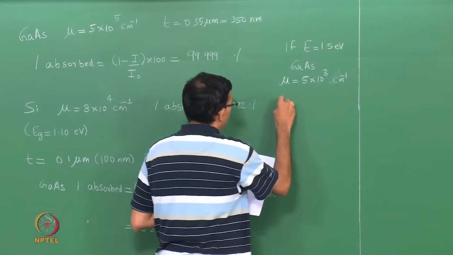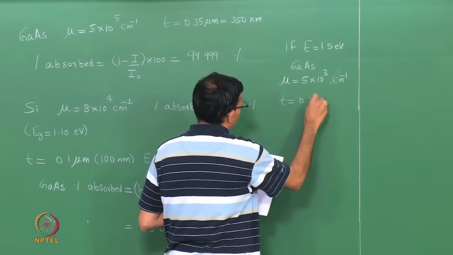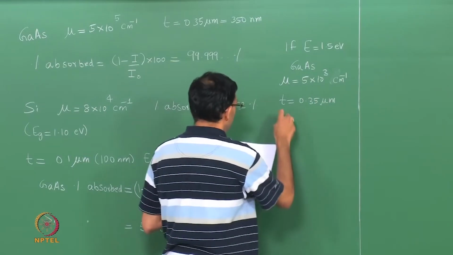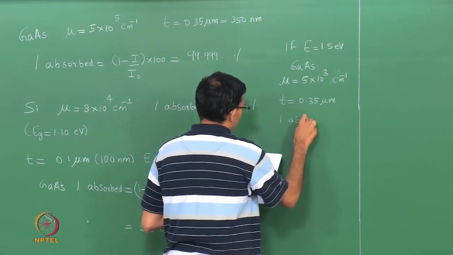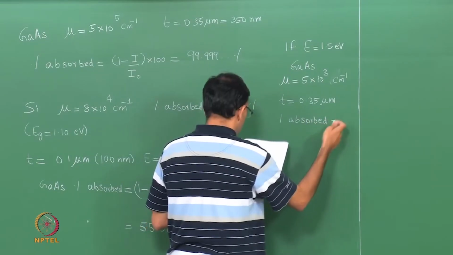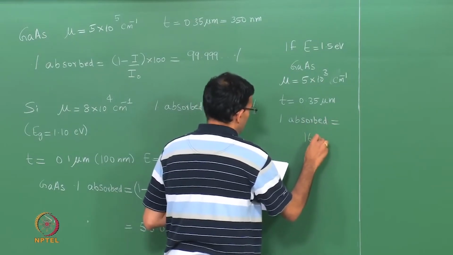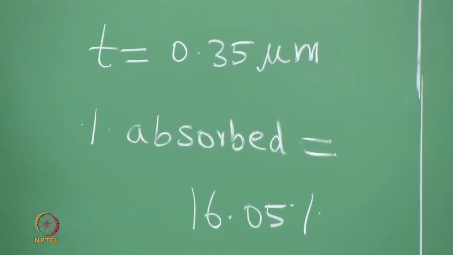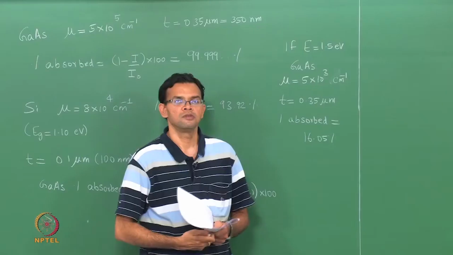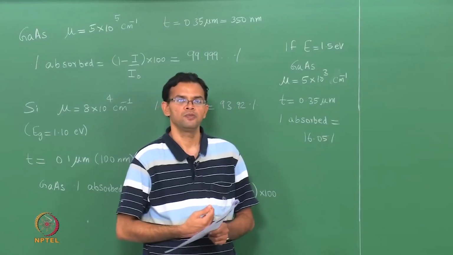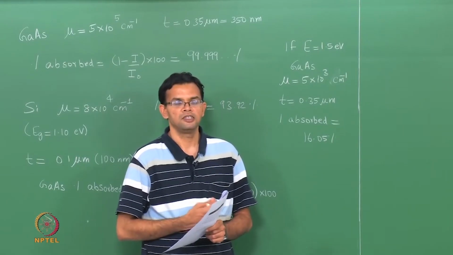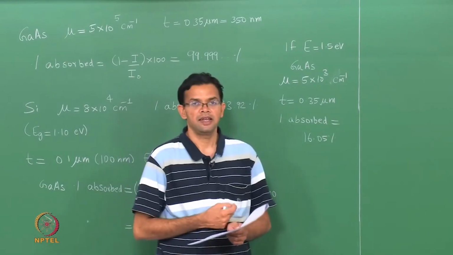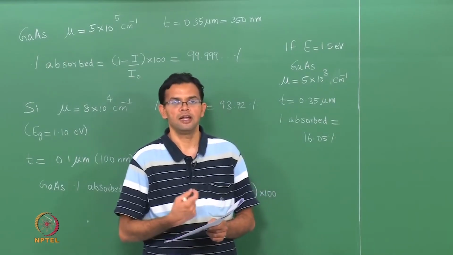Now, if you have a thickness of 0.35 micrometers, so the same 350 nanometers, the percentage absorbed using the same formula is only 16.05. So, nearly 84% of the light is transmitted while the rest is absorbed. So, the absorption coefficient mu plays a really key role in determining the thickness of the sample that you need in order to either get light to completely pass through or light to be absorbed.